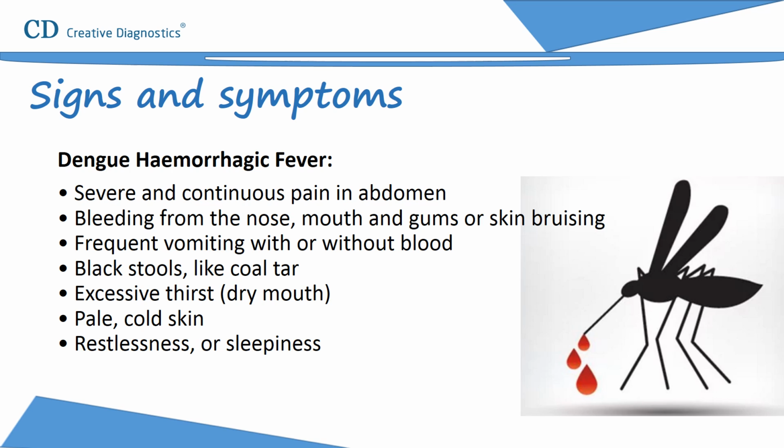Warning signs occur 3-7 days after the first symptoms in conjunction with a decrease in temperature and include severe abdominal pain, persistent vomiting, rapid breathing, bleeding gums, fatigue, restlessness and blood in vomit.